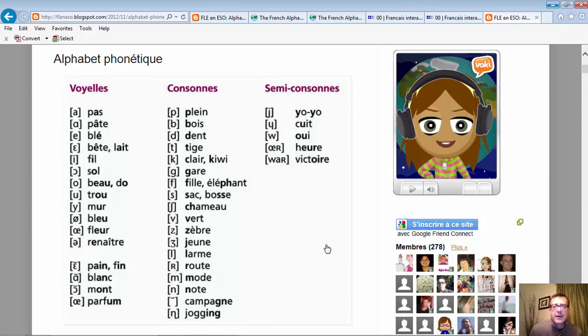First of all, les voyelles, vowels, they're called vowels because they're made with pure voice. Les consonnes, they're called consonants because they're sounded with vowels, usually. And semi-consonnes are somewhere in between the two. We don't know whether to call them semi-vowels or semi-consonants or what, because there's other stuff going on than just pure voice coming out of your mouth when you make those sounds. So column number one, les voyelles.